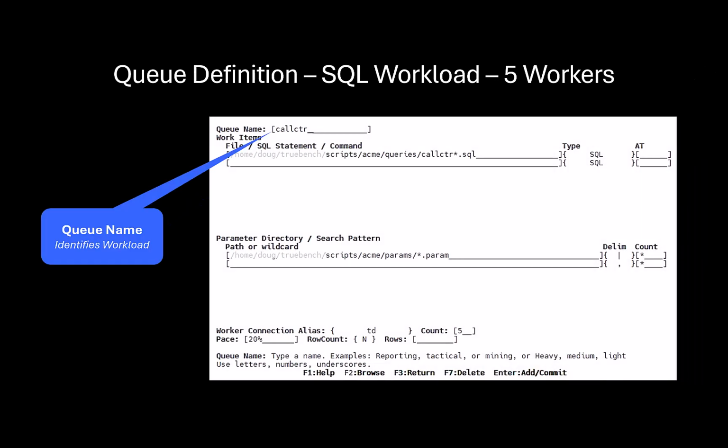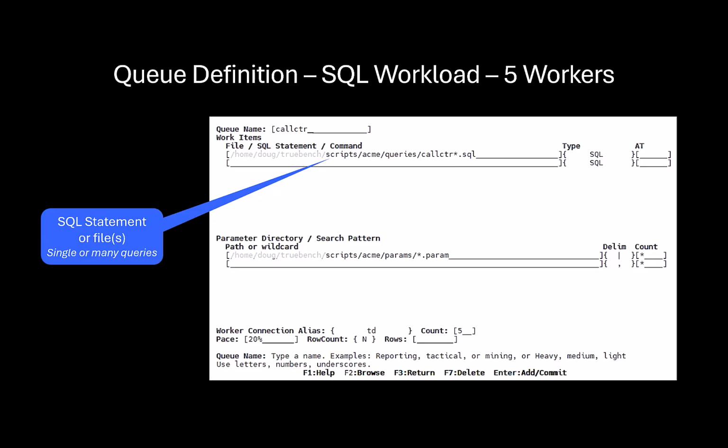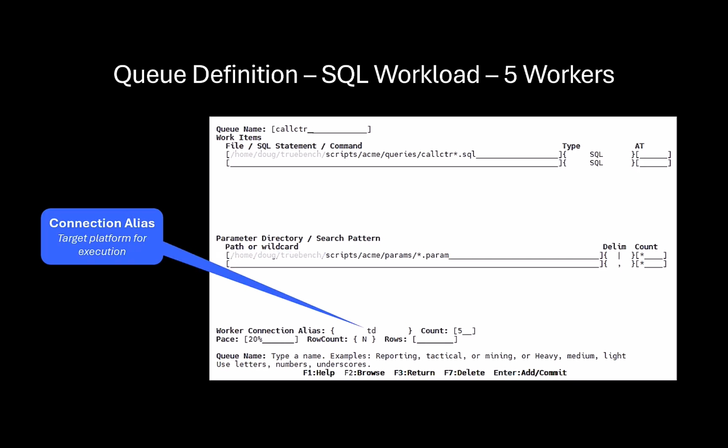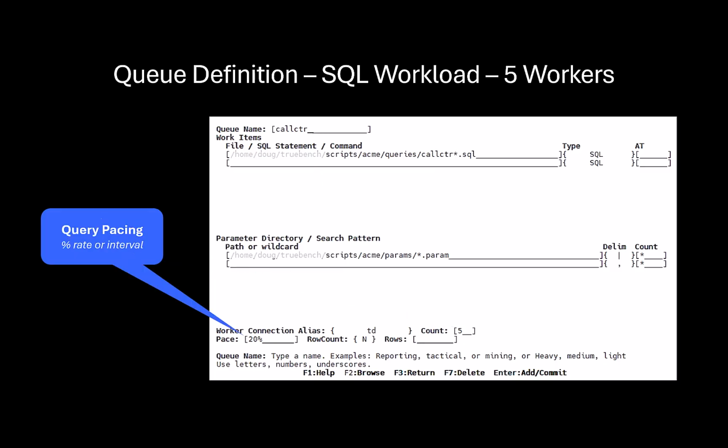Each queue defines a workload. A workload can execute a single SQL statement or a list of queries. Corresponding parameters introduce variation, so the same logical query behaves as it does in production, not like a static script. Each workload is bound to a database connection. Concurrency is explicit and controlled, and execution can be paced by percentage or by time.